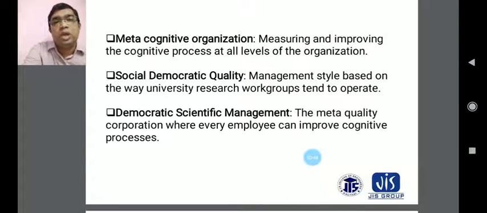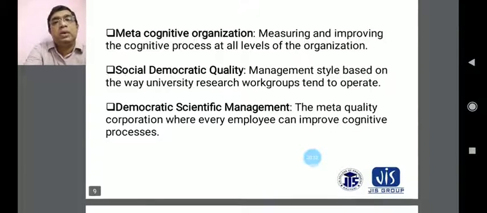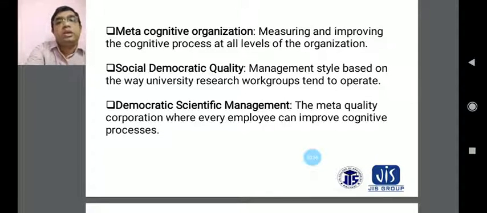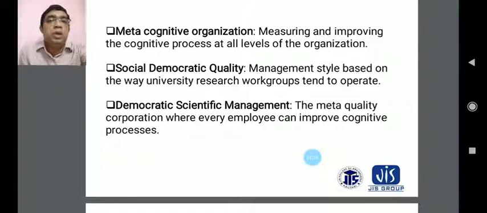The product will be supplied according to the customers' satisfaction levels and requirements. And another thing is social democratic quality. Social democratic quality is concerned with a management style based on the way university research work groups tend to operate. It depends on how different university researchers and work groups work inside the company and operate in this way, and this is considered social democratic quality.